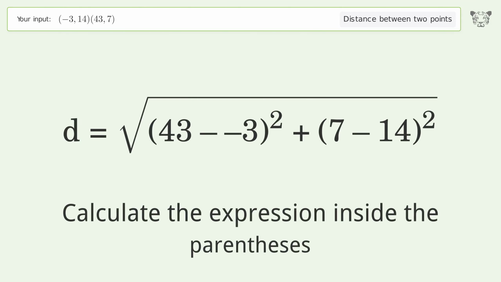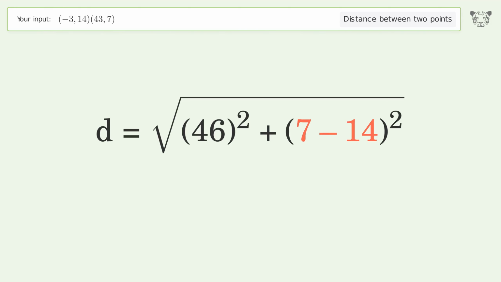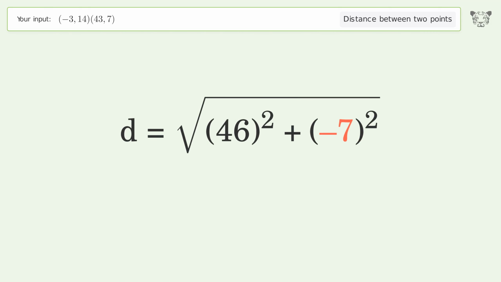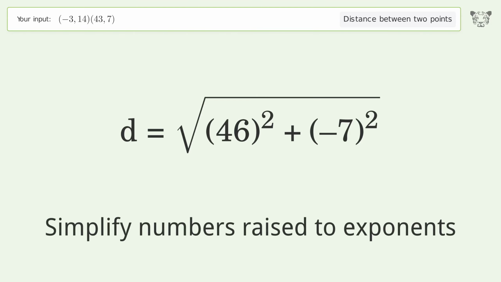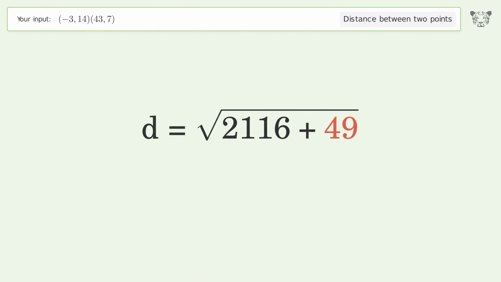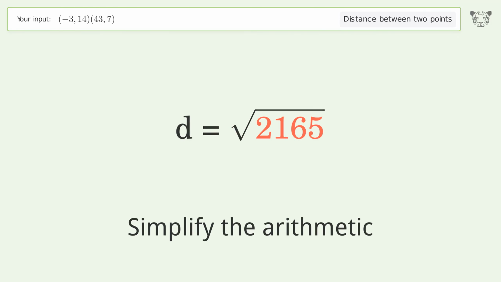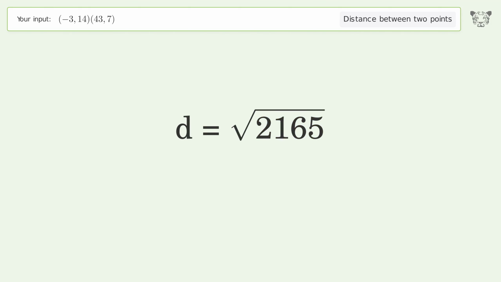Calculate the expression inside the parentheses. Simplify numbers raised to exponents. Simplify the arithmetic. And so the distance between the 2 points is the square root of 2,165, or 46.53.